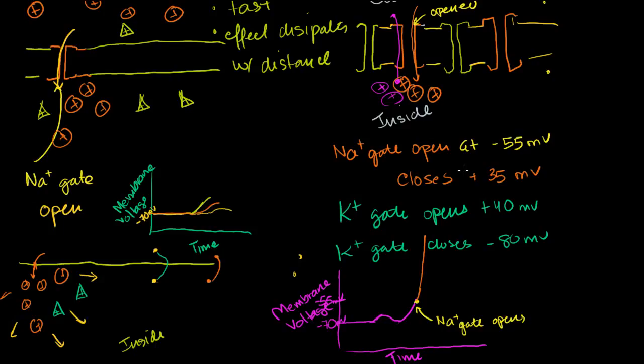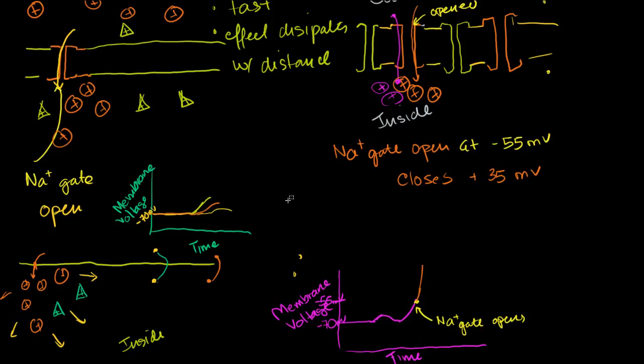But as it gets more positive, we said it closes at plus 35 millivolts. So let me clear that there, just so I can make my graph nicely. Let's say that this up here is plus 35 millivolts. So here it closes, and at the same time, what I just deleted, I said at plus 40 millivolts. Or let's say at plus 35, just for the sake of argument.